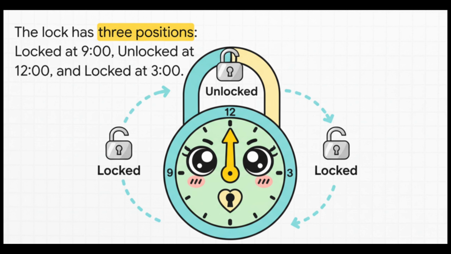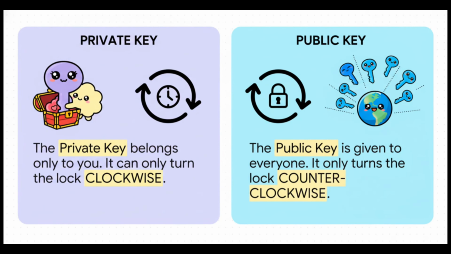But here's the twist. You need different keys to turn it in different directions. You have one single, solitary, private key. You guard this thing with your life, and it can only turn the lock clockwise. Then, you've got your public key. You can make 1,000,000 copies of this thing, hand them out like flyers at a concert. This key can only turn the lock counterclockwise. Got it? Two keys, two directions, one very special lock.